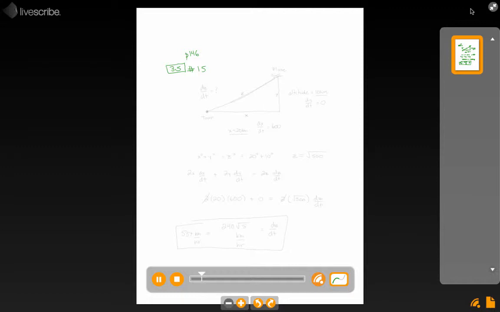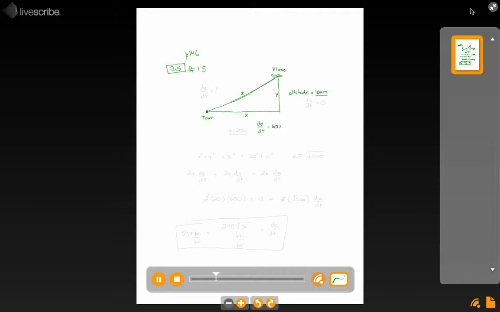Number 15, and it says a plane flies horizontally with a speed of 600 kilometers per hour. So we have a plane that's flying at a speed of 600 kilometers per hour horizontally. So that's our dx by dt is 600 kilometers per hour. It's at an altitude of 10 kilometers. So 10 kilometers. I've called altitude y, but it's not changing.